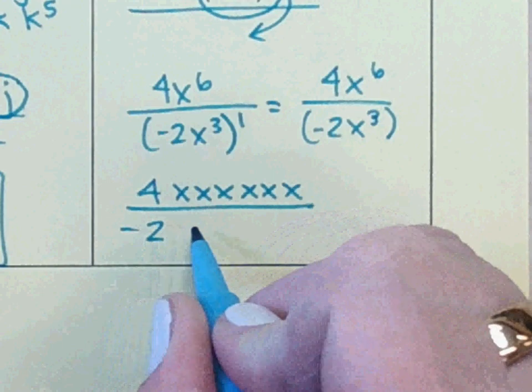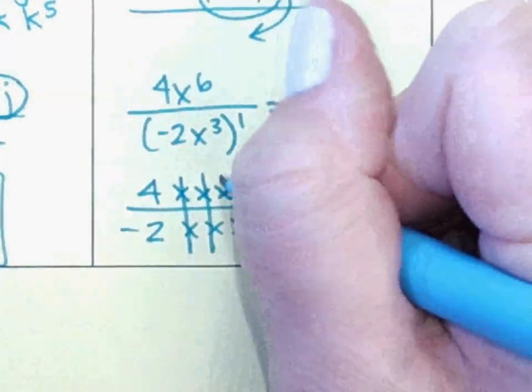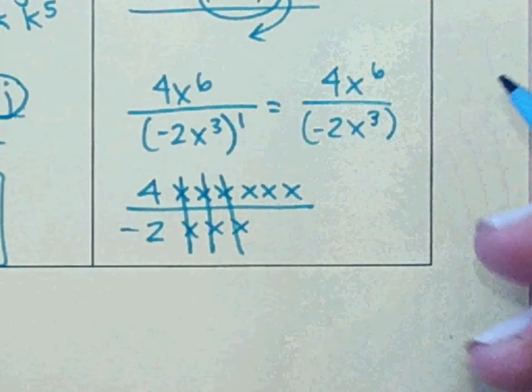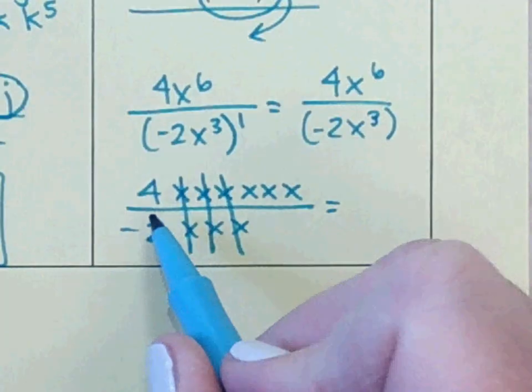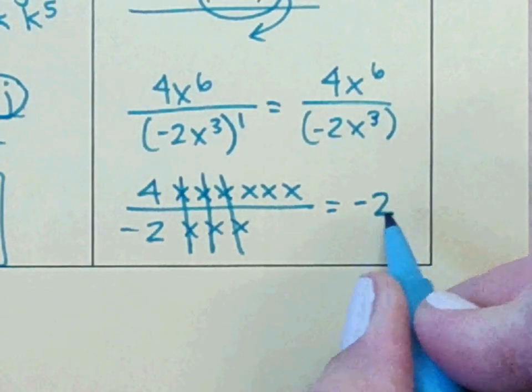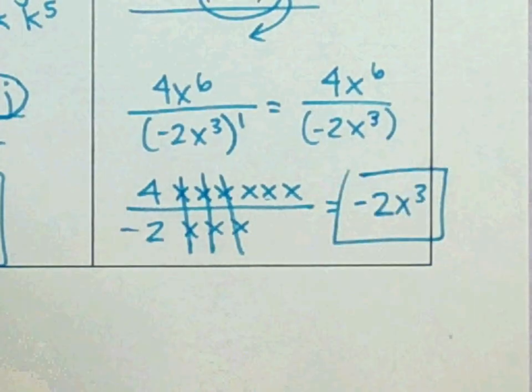Then I've got negative 2, x to the 3rd. 1, 2, 3. Sorry about that. 4 divided by negative 2 is negative 2. And then I have x to the 3rd power. Rewatch all of that again if you need to, or just the ones that didn't make sense.